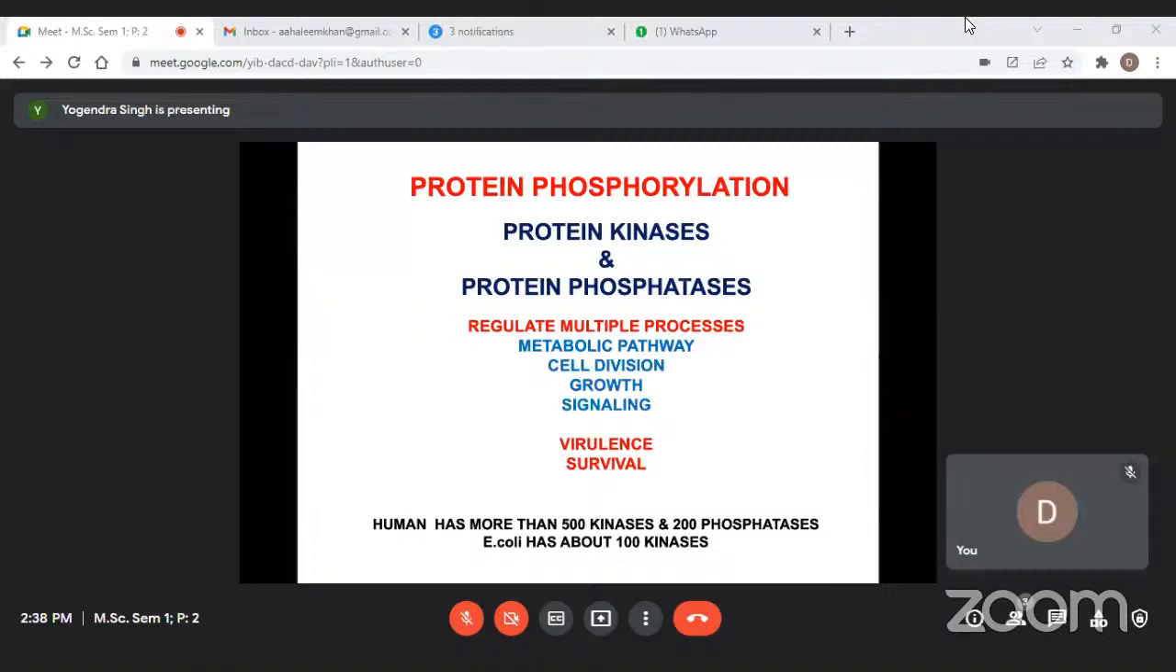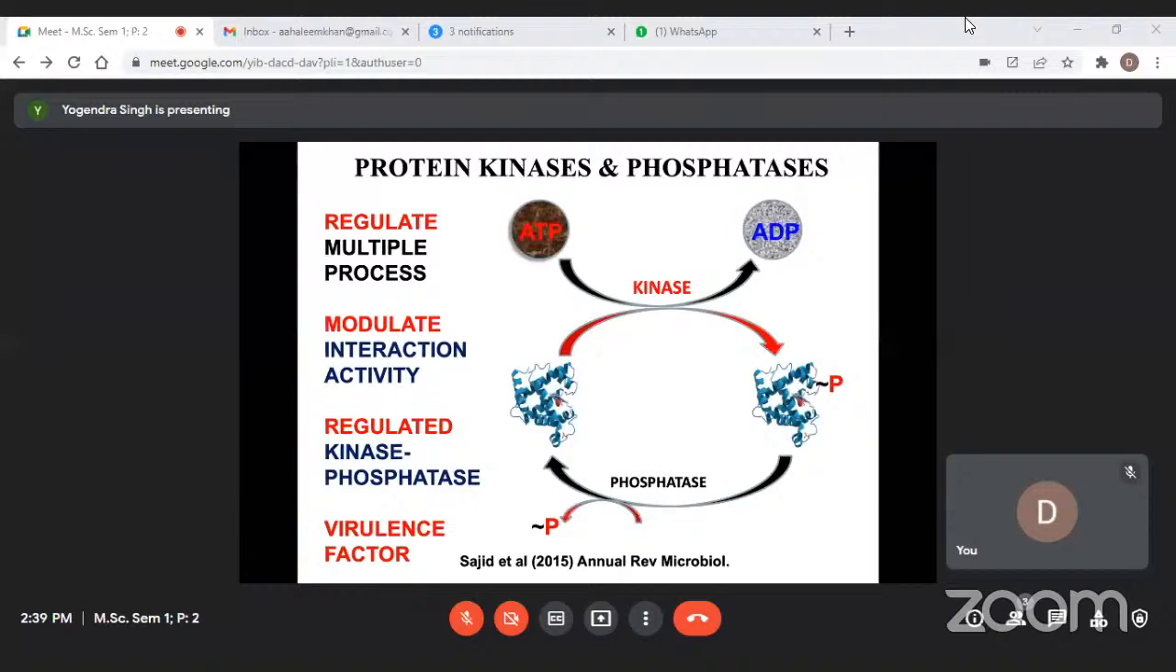Amazing that humans have more than 500 kinases and 200 phosphatases, and that shows how important these kinases and phosphatases are, because they run the show. They regulate your energy production. They regulate your cell division. They regulate your growth. They tell the cells what to do and when. So signaling. That is why phosphorylation is a very important modification for proteins.